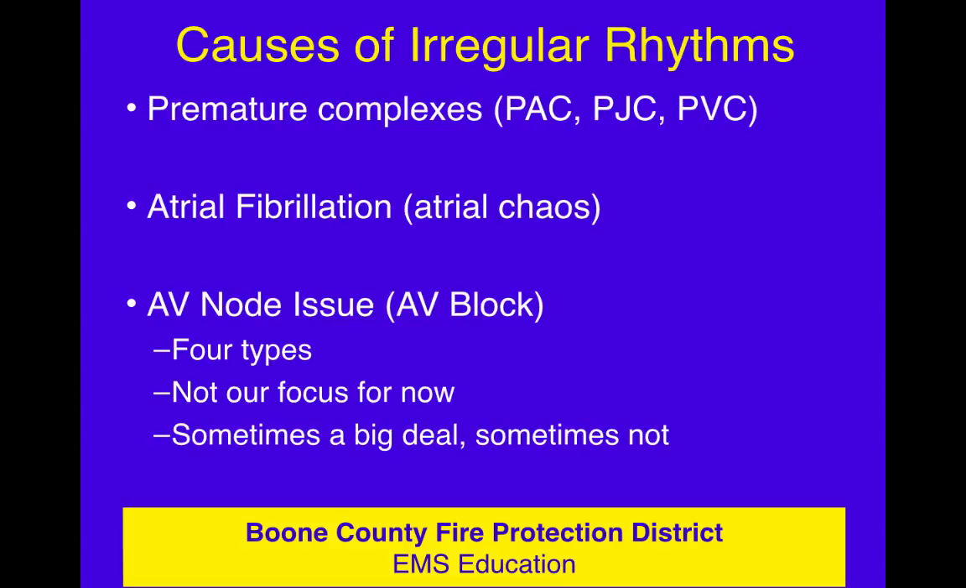What's another cause of irregular rhythms? Well, the AV node. The AV node is eating one or more of the P waves as they come through, and so we have the AV block issue. Now, there are 4 types of those. We're not going to focus on that now. There's plenty of time to focus on that. We'll have a whole screencast or two just on AV blocks. They seem to be kind of confusing and scary to medic students, but we're going to help you get through that. But for right now, think of 3 things that can cause irregular rhythms: premature complexes, atrial fib, or AV blocks.